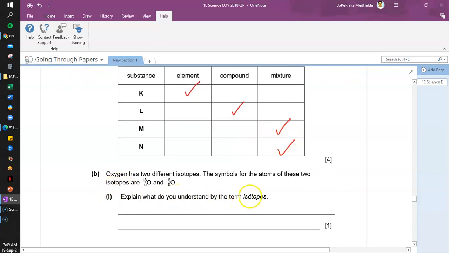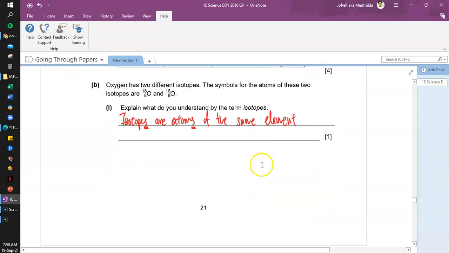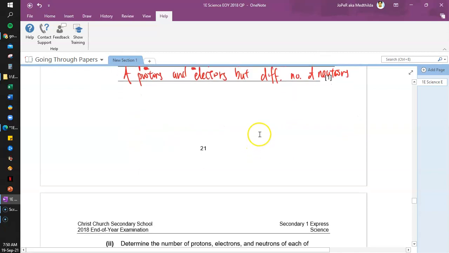B part 1. What do you understand by the term isotopes? This is actually just asking you for the definition. So isotopes, okay, note there's an S over here. Therefore, isotopes are atoms. Atoms must at least be more than 1 here, at least 2 and beyond, of the same element, with the same number of protons and electrons, but different number of neutrons. Okay, so just take note, this is purely the definition itself.